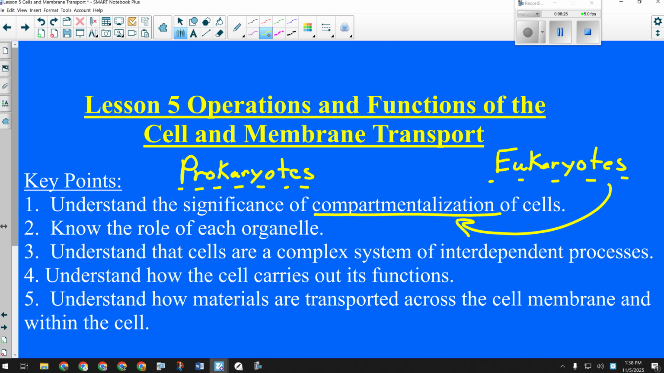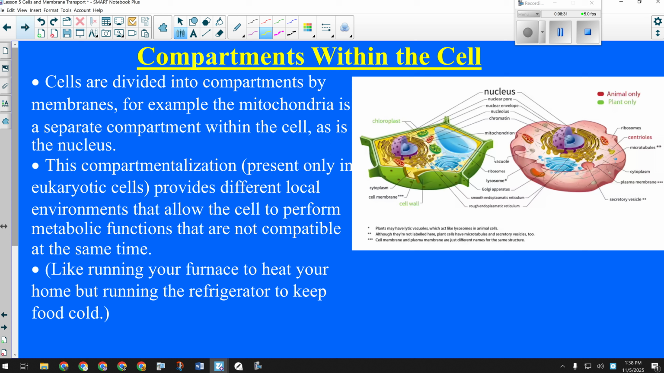We're going to look at how the cell carries out its functions, and then we won't get to the transport part today, but we will tomorrow. Okay, so cells are divided into compartments by membranes. So the mitochondria is a separate compartment within the cell. In fact, the mitochondria has a double membrane, and that's because inside there, cellular respiration occurs. That releases a lot of heat. The double membrane actually insulates the rest of the cell from the heat produced by cellular respiration.